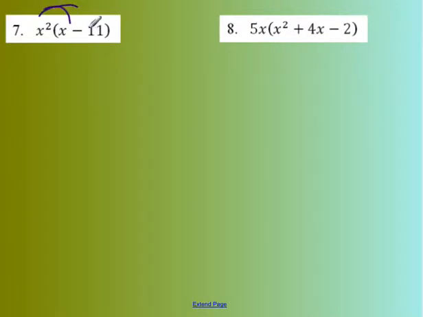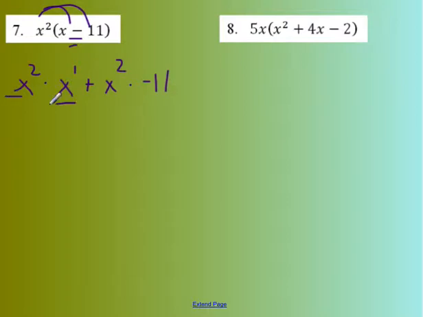So we're going to take that x squared and multiply it to each of those. So I have x squared times x to the first. Remember, if there's no exponent written, the exponent is 1. Plus x squared times, now I want to make sure I take this minus sign with, so it's going to be times negative 11.